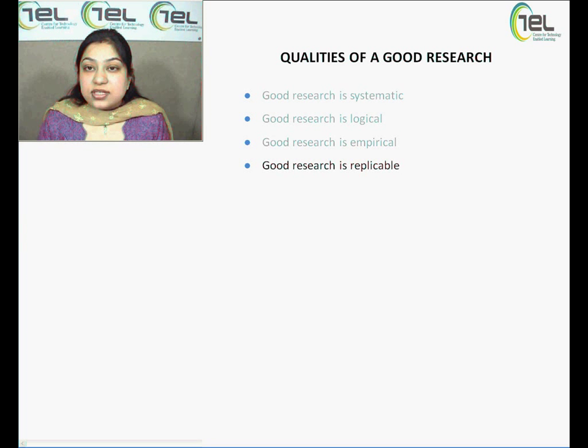Now, good research is replicable. That is, it can be conducted further. For example, a good research doesn't have no limitation; that is not possible. A researcher must identify the limitations of the research, and then it is easy for the reader or other researchers to identify the flaws and limitations, and they can conduct further research and go through that.